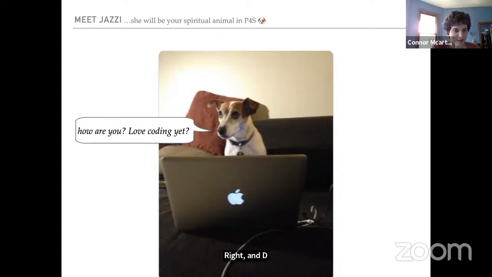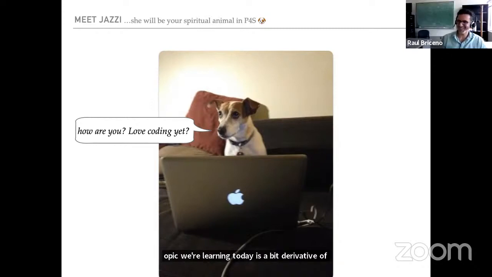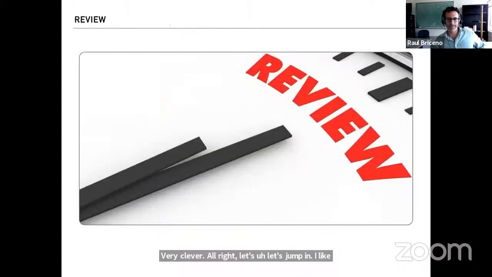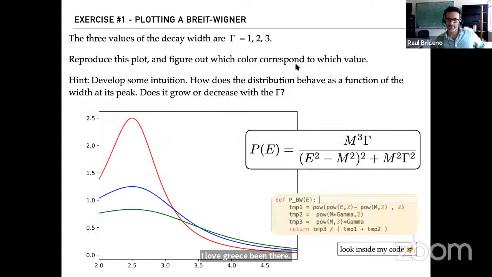Aditya says you could say the topic we're learning today is a bit derivative of Newton's work. Oh, pretty good. I like it. Very clever. All right, let's jump in. I like the Greek representation. I love Greece. I've been there. I've been to Thessaloniki and Athens. Oh man, I left my heart over there.